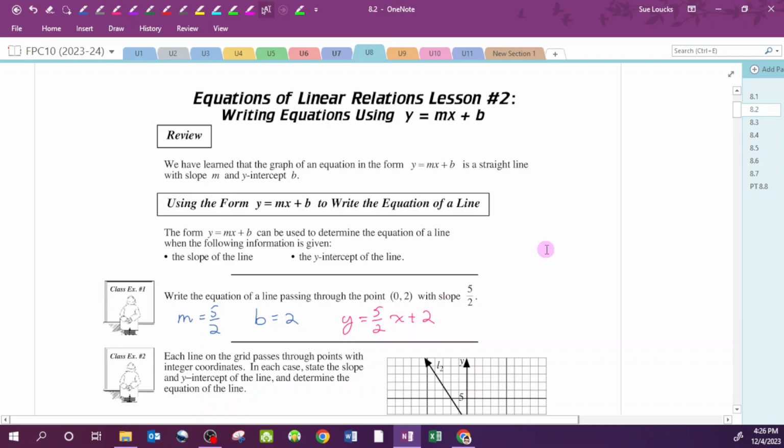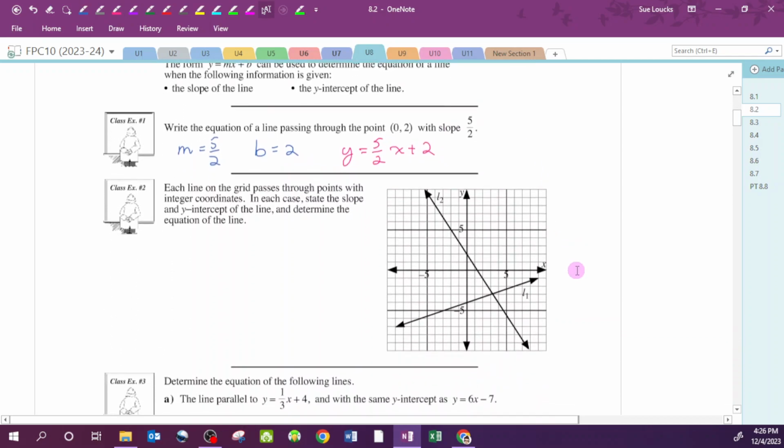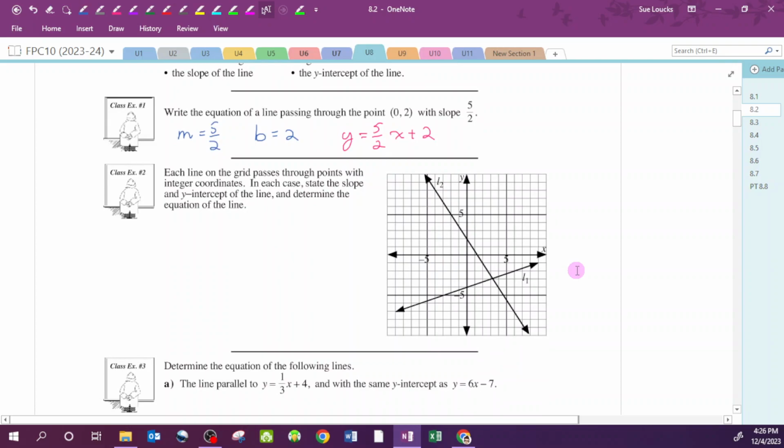Okay? And then in this example, each line on the grid passes through points with integer coordinates, and they want us to find the slope and the intercept from this. When they say that it passes through points with integer coordinates, that's just telling you don't pick somewhere silly like this point right here. I have no idea what the coordinates of that point are. But if I pick this one, that's an integer. That's passing through the lattice point.